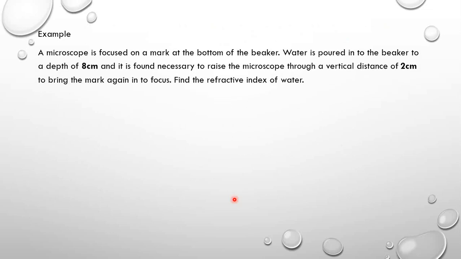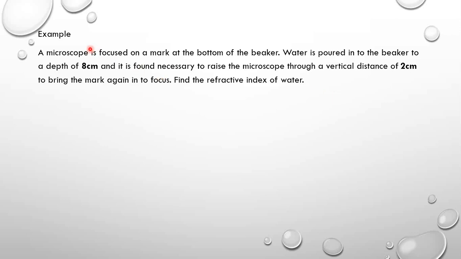Let us look at some example here. A microscope is focused on a mark at the bottom of a beaker. Water is poured into the beaker to a depth of 8 centimeters, and it is found necessary to raise the microscope through a vertical distance of 2 centimeters to bring the mark again into focus. Find the refractive index of the water.